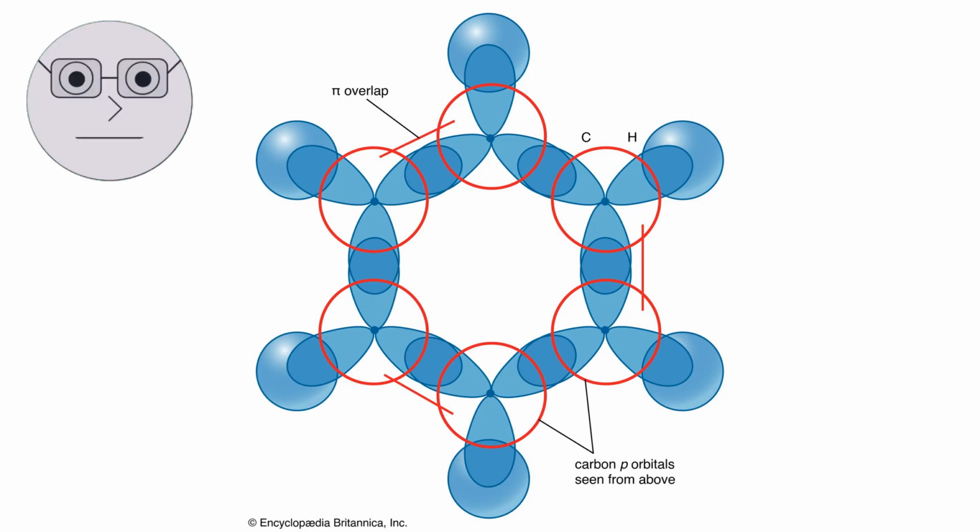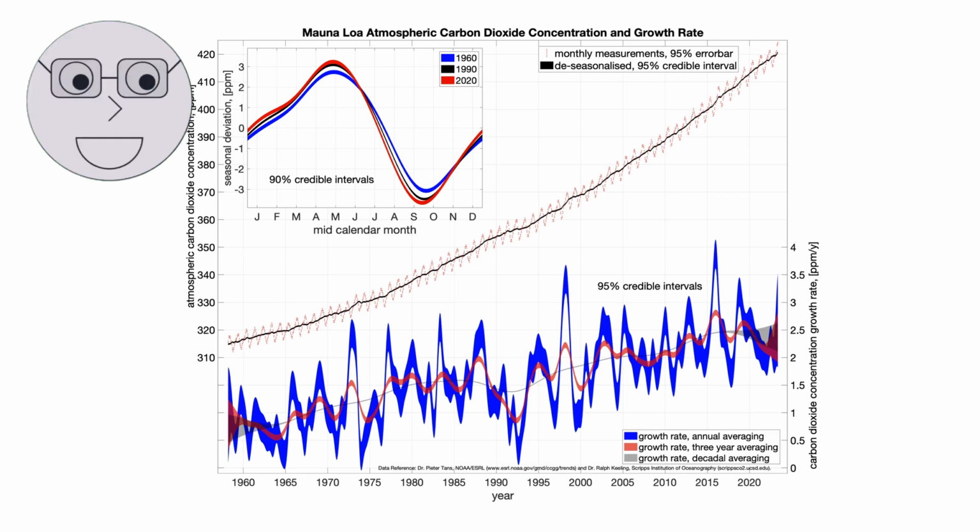Carbon is a chemical element that is essential for life, as it forms the basis of organic molecules such as carbohydrates, proteins, and fats. Carbon is also present in the atmosphere as carbon dioxide, which is a greenhouse gas that contributes to global warming. A graph appears on screen, showing the increase in atmospheric carbon dioxide levels over time.